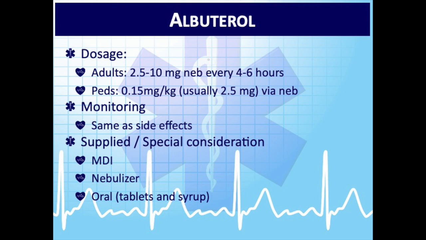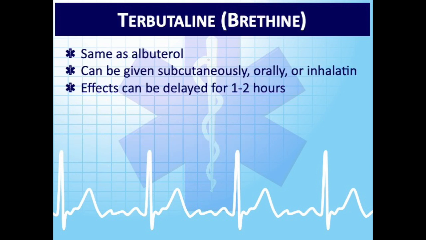Dosage range, I was saying a lot of 2.5, but you can go up to 10. You can even go up to 20 milligrams if you want for severe asthma attacks. PEDS, that's usually 0.15 mg per kg, usually rounded to about 2.5 milligrams via nebulizer. And these are all the different ways the albuterol is available. Any questions about albuterol before we move on?